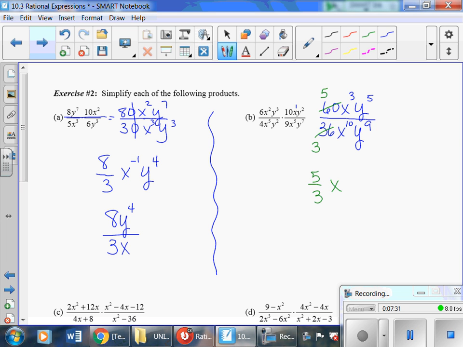And again, I'm just going to do my subtraction. Of my x's, I'm going to do 3 minus 10, which is -7. I'm going to do 5 minus 9, which is -4. And what does that do? It moves the x's and y's into the denominator. So 3, x to the 7th, y to the 4th. Either one of those would be acceptable.